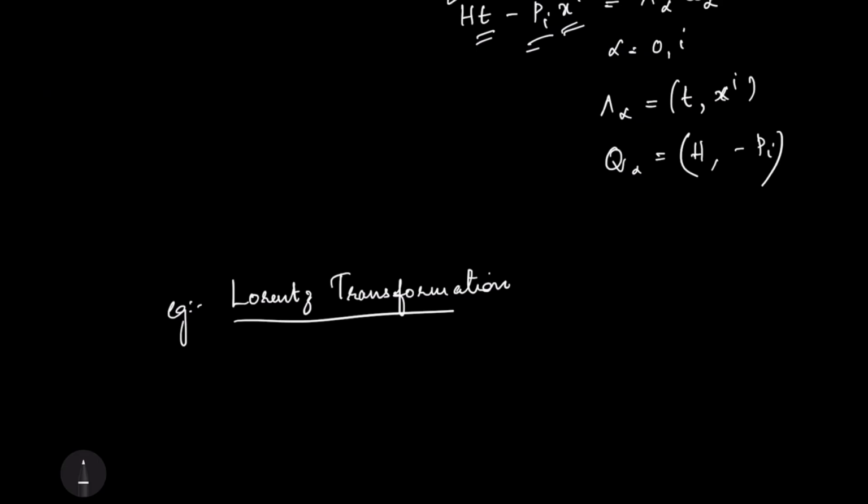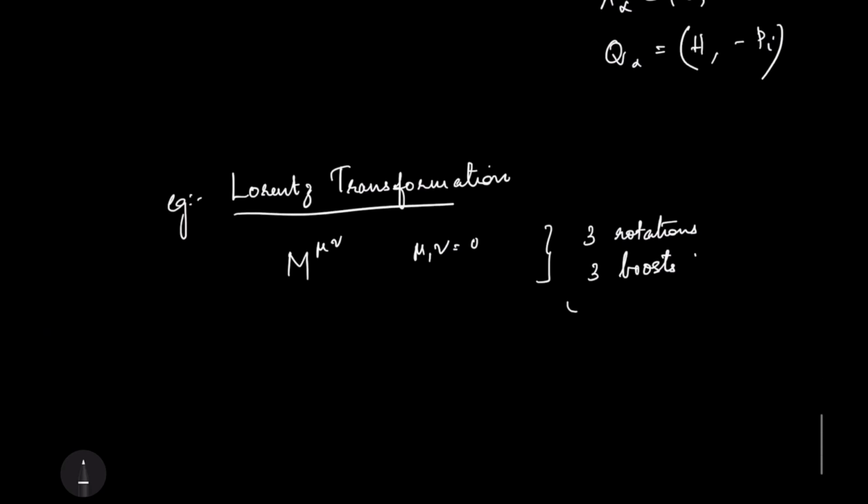So in Lorentz transformation, the conserved charges M^{μν}, with μ, ν running from 0 to 3. Then it will have 3 rotations and 3 boosts, and this will correspond to 6 conserved charges. So when you write the finite transformation, you will have 6 parameters.